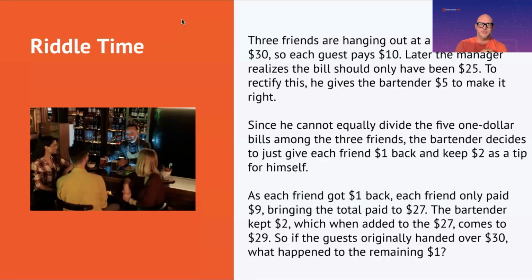Now, going back to track the money, each friend got $1 back, which means they only paid $9, bringing their total to $27. The bartender kept $2, which when you add those together, you get $29. So if the guests originally gave $30, what happened to that last dollar? Each friend paid $9, and the bartender has two, and that's 29. Where did we lose $1 here? I've seen this presented again. Please chime in the chat, so I'm not just sitting here killing time.